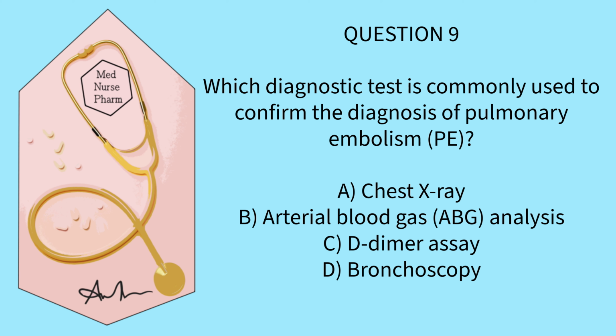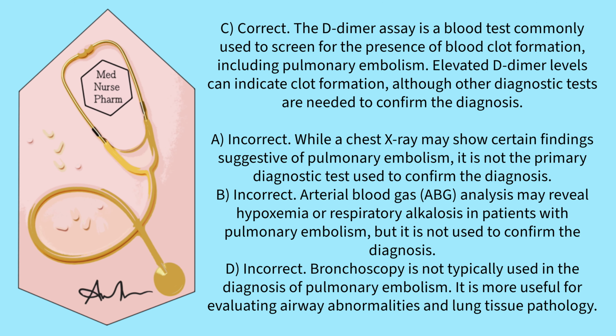Question 9. Which diagnostic test is commonly used to confirm the diagnosis of pulmonary embolism? Chest X-ray, ABG analysis, D-dimer assay, bronchoscopy. Pause the video and select your answer. If you chose option C, you are correct. The D-dimer assay is a blood test commonly used to screen for the presence of a blood clot formation, including pulmonary embolism. Elevated D-dimer levels can indicate clot formation, although other diagnostic tests are needed to confirm the diagnosis.